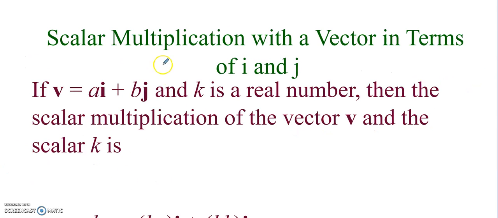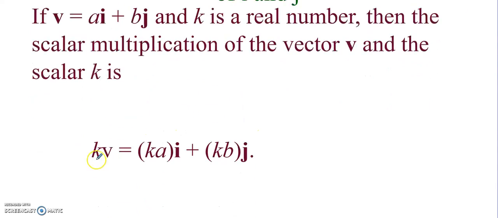Scalar multiplication, again, also very straightforward. If I have some vector v equals ai plus bj, and k is any real number, then the scalar multiplication of vector v and scalar k is going to be k times v, which is kai plus kbj. So you just multiply each scalar component of the vector by the scalar.